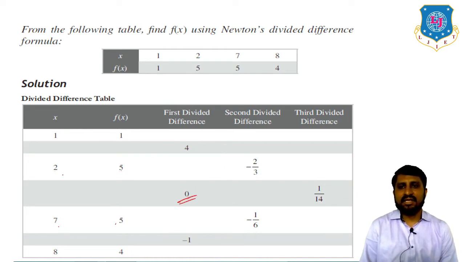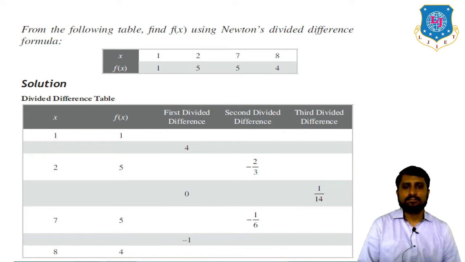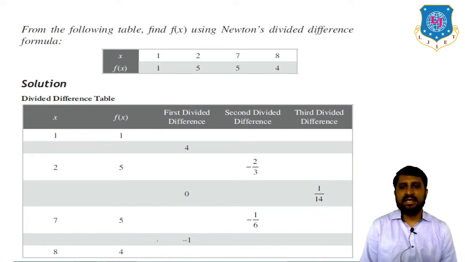Now how will we get 0? It is 5 minus 5 upon 7 minus 2. So numerator 5 minus 5 is 0, divided by 5. So that's why this is 0. Clear? Now minus 1. How will we get minus 1? Because it equals 4 minus 5 upon 8 minus 7. So 4 minus 5 is minus 1, 8 minus 7 is 1. So that's why we get minus 1.